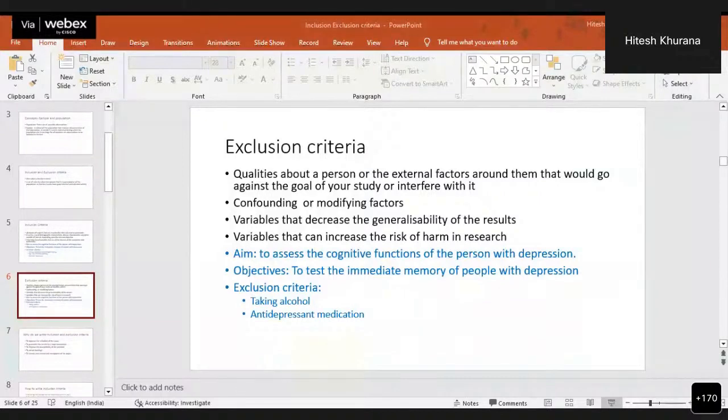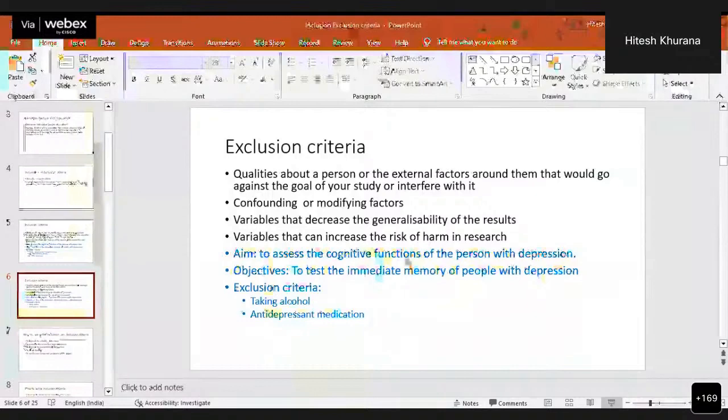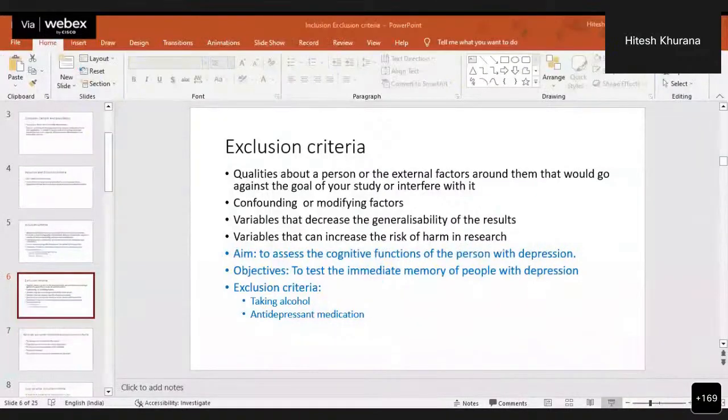Sometimes it may happen that we are selecting individuals who have some other traits which might confound the results. Suppose a person who is suffering from a depressive episode may also be consuming alcohol at that time. If I give any kind of antidepressant, the outcome of the medication on a person who is just depressed or on a person who is depressed and also taking alcohol would be different. In that way, my result would really be confounded.